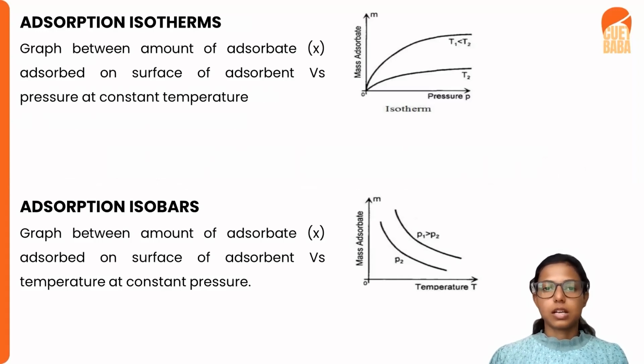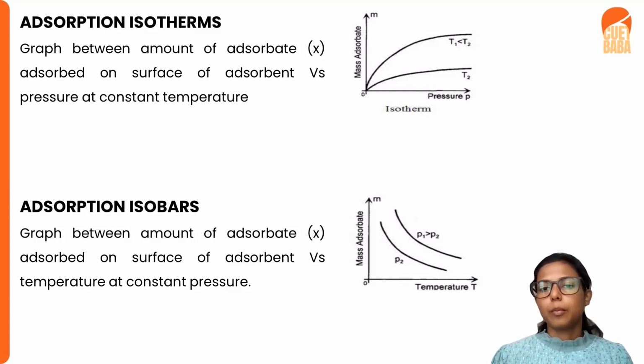So first, what is an adsorption isotherm? The graph between the amount of adsorbate X adsorbed on the surface of the adsorbent versus the pressure at a constant temperature is called an adsorption isotherm. Any graph that is drawn at constant temperature, we call an isotherm. So if we are drawing the graph of adsorption at constant temperature, we call it an adsorption isotherm.